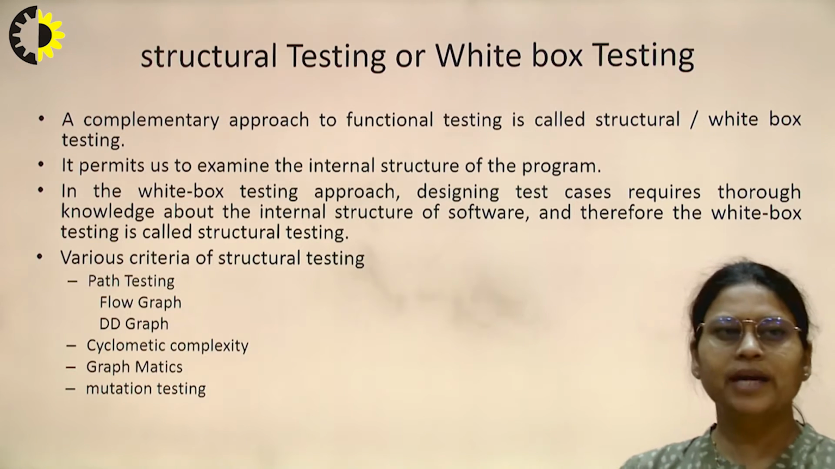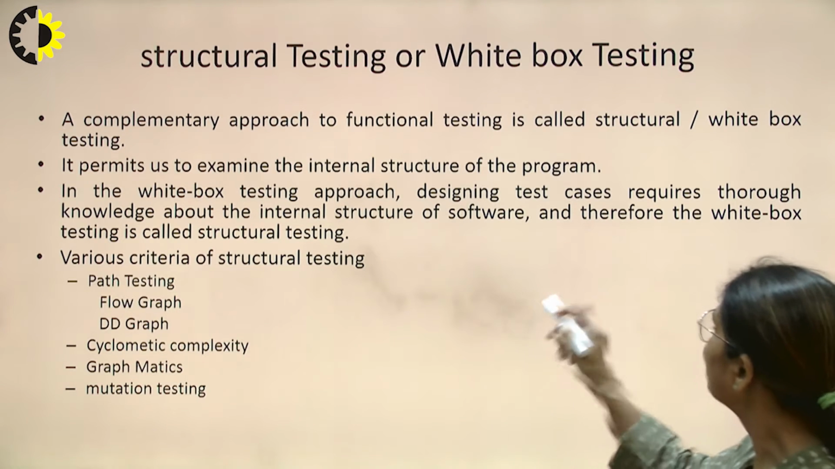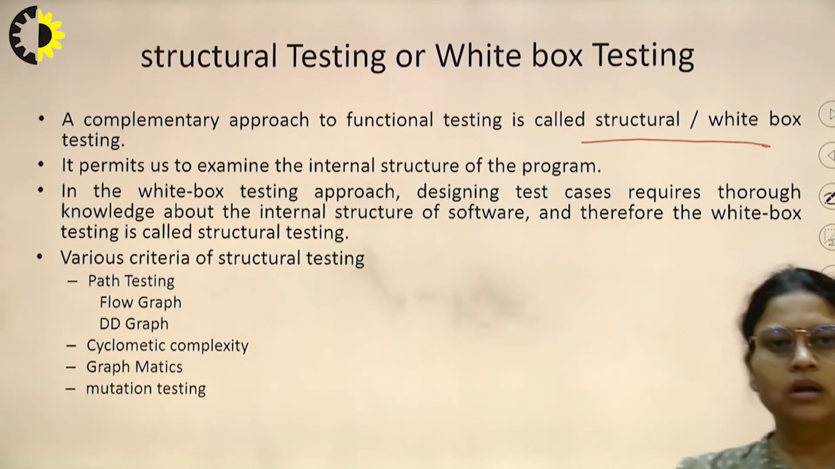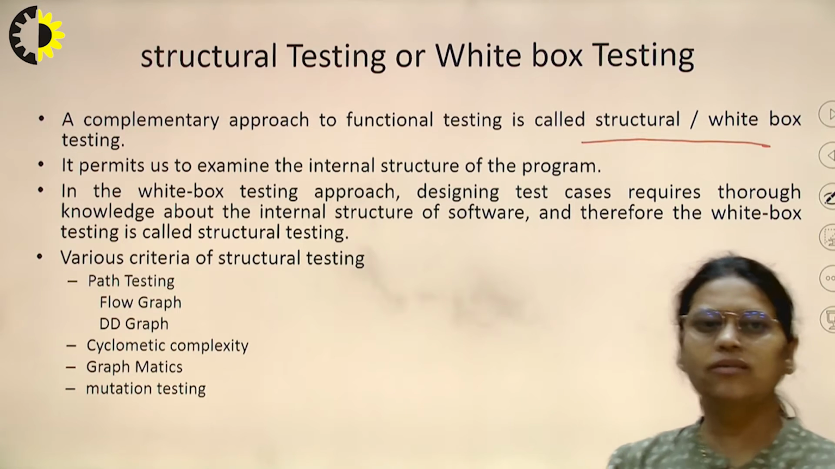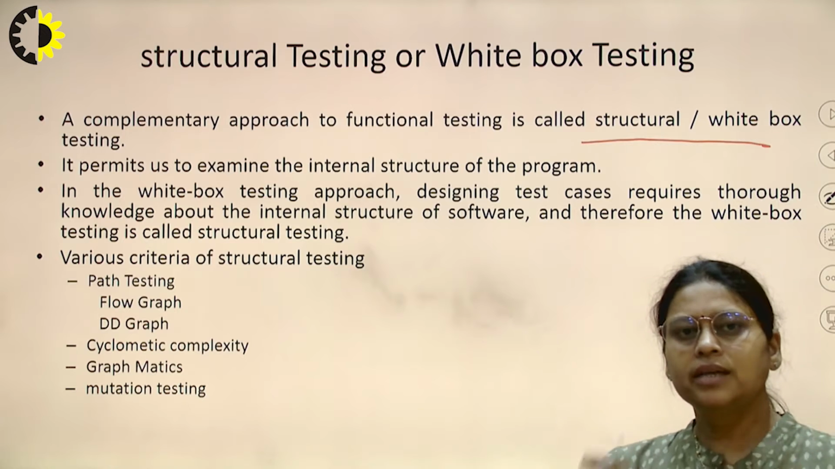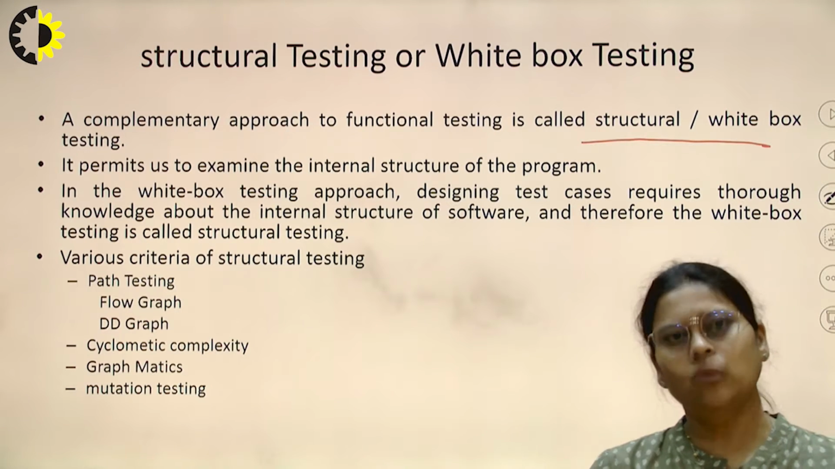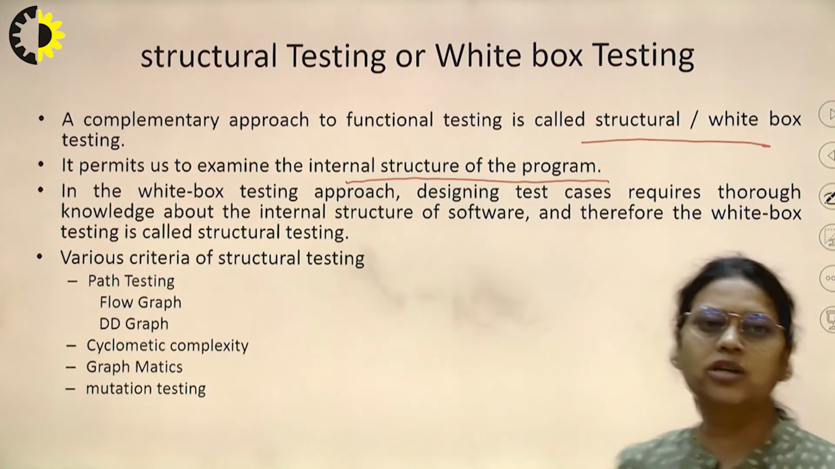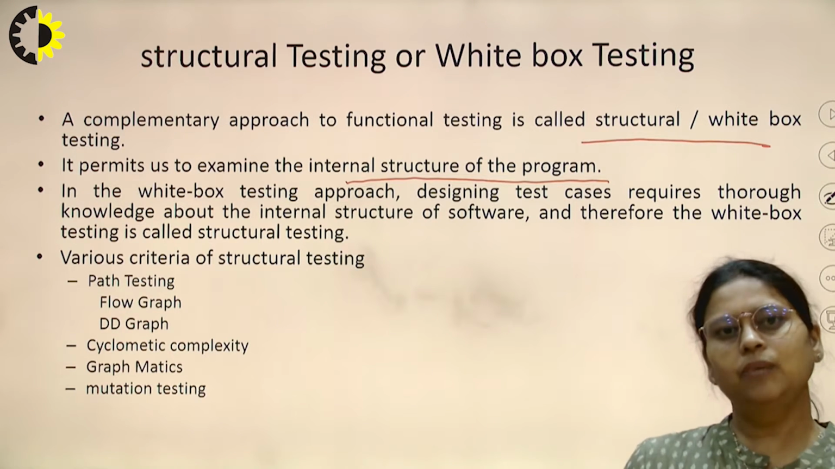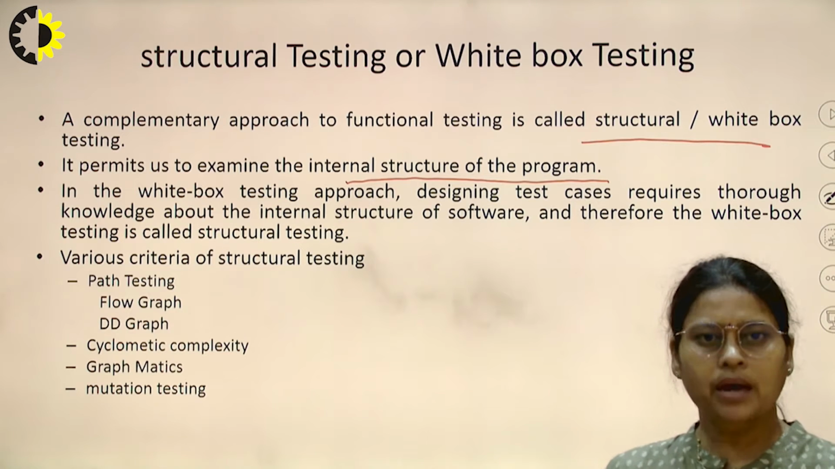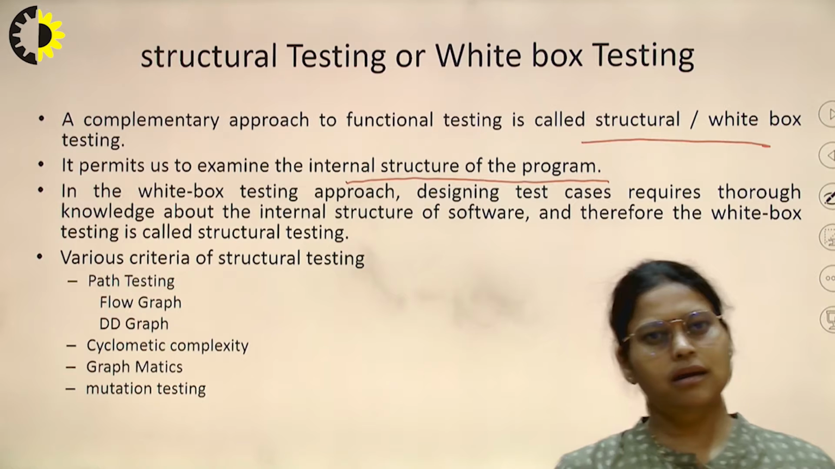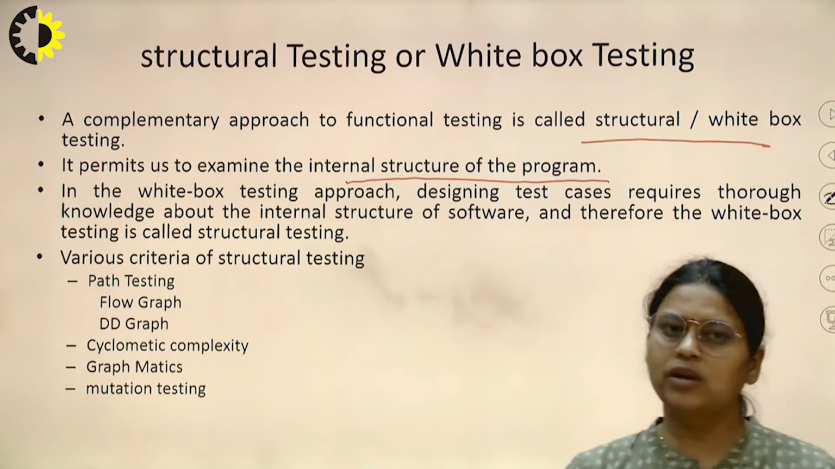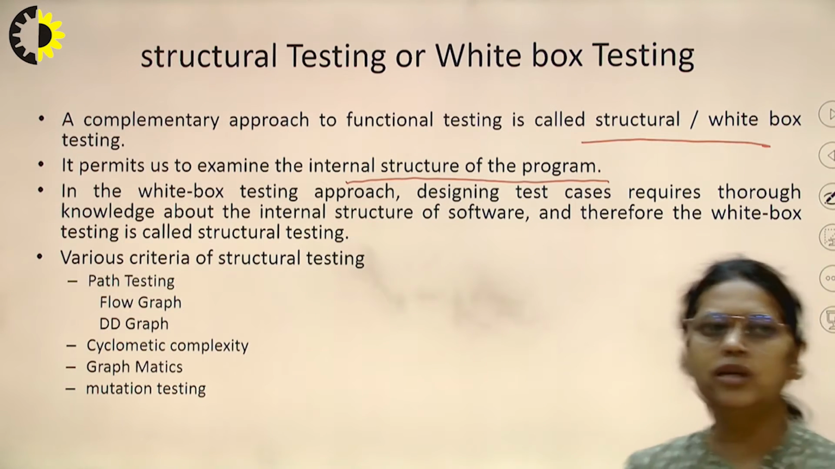Structural testing or white box testing is a complementary approach. To apply it, we need the structure of the program, or the internal code of the project, because it permits us to examine the internal structure of the program. We have to analyze the program and detect errors in it. If errors are found, then we have to rectify them. We first discover the errors and then correct the program.